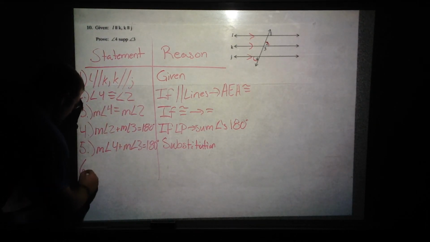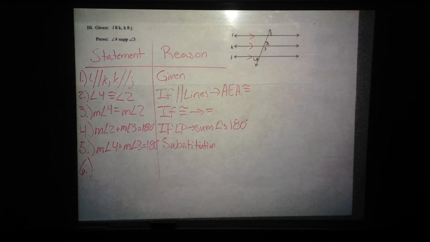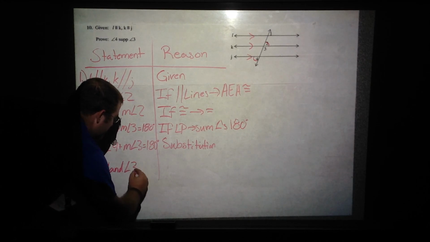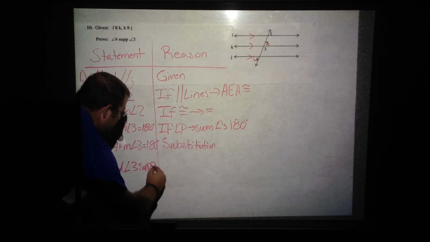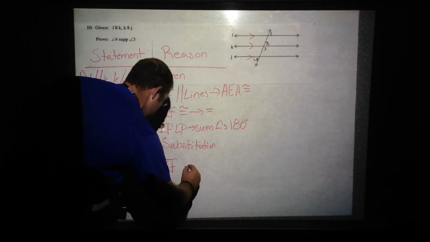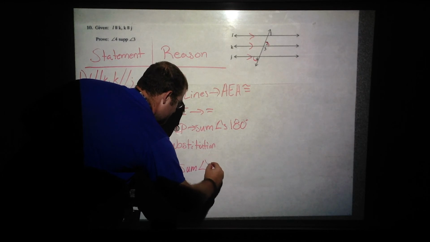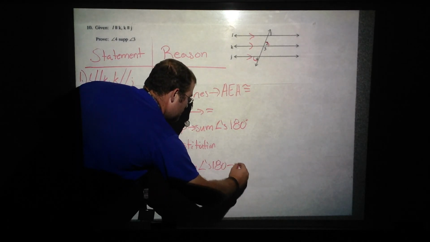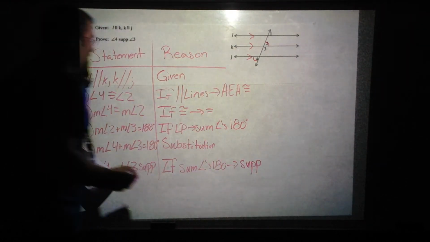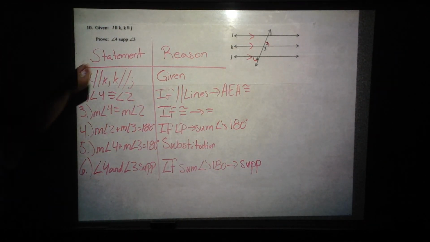Then we have our last step. If the measure of angle 4 plus the measure of angle 3 is equal to 180, then angle 4 and angle 3 are supplementary, and that is if the sum of our angles is 180, then they are supplementary. And we have just proved that angle 4 and angle 3 are supplementary to each other.